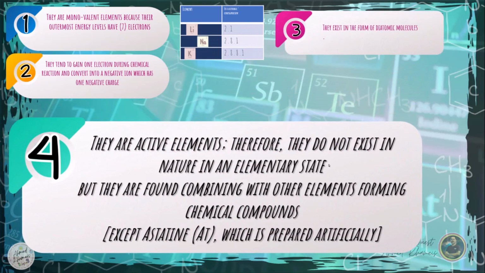They are active nonmetals, so they don't exist in nature in the elementary state, but they are found combined with other elements forming chemical compounds, except for astatine, which is prepared artificially. So the only halogen that doesn't exist in nature and is prepared artificially is astatine, while all the other halogens, because they are very active, we can't find in the pure or elementary state in nature. We find them reacted or forming bonds with other elements.